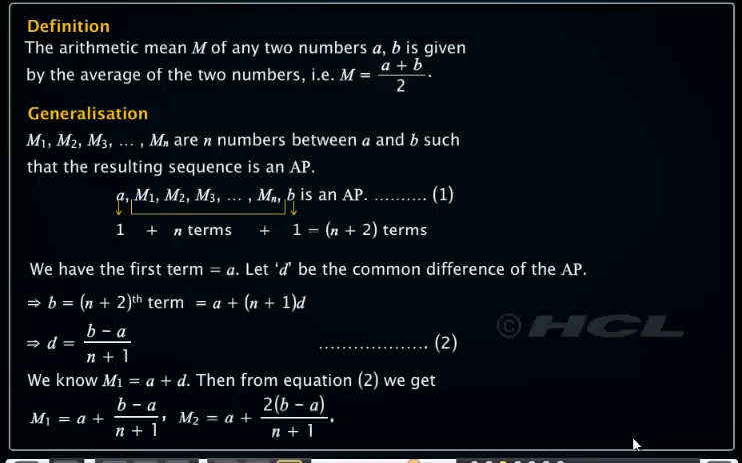The values of M2, M3 and so on up to Mn are obtained similarly as shown. These are the required numbers between A and B such that the sequence is in AP. Note that using this formula, we can find any of the numbers M1, M2, M3, etc. between the numbers A and B without generating an entire sequence.